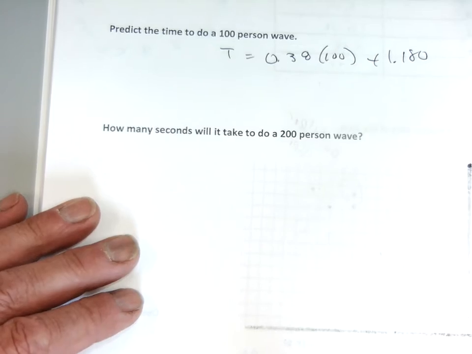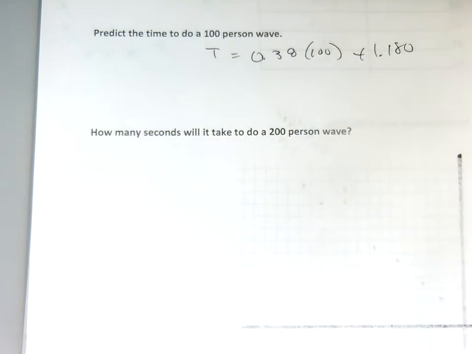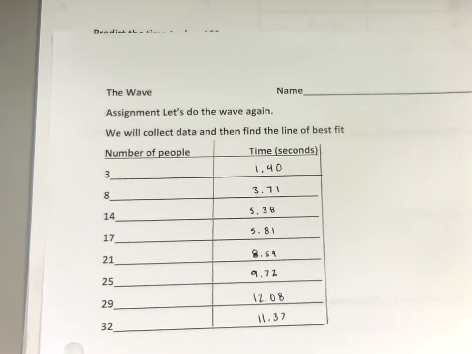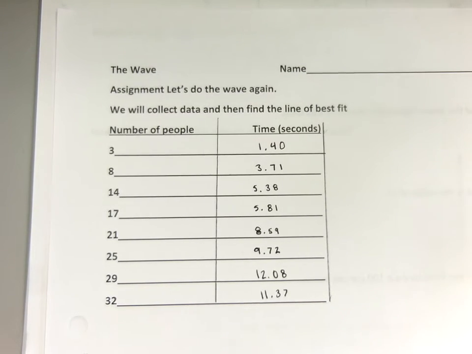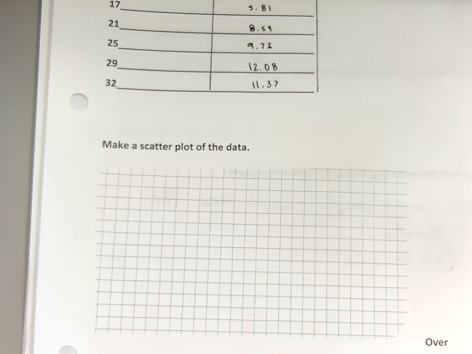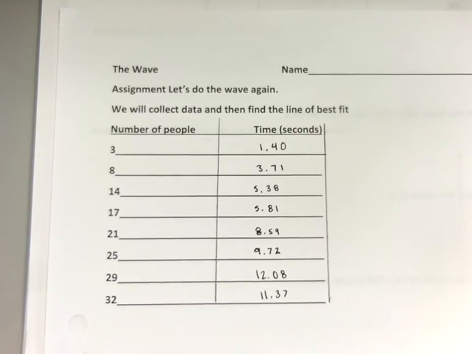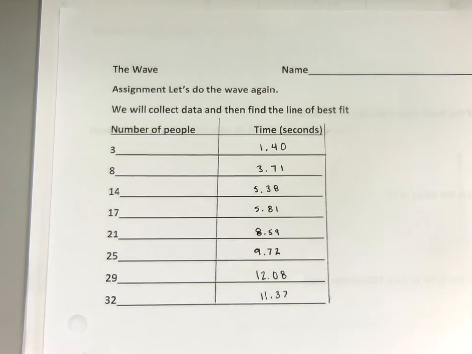And then for homework, we did the whole thing all over again. We collected data again, but this time we collected data for our homework. So this is our data for homework on the wave. You also have to make a scatter plot, and then you need to do the same questions on the back. Okay, so anyway, there's our data if you missed class, and you can go ahead and get that from this video. Okay, that's all I have.